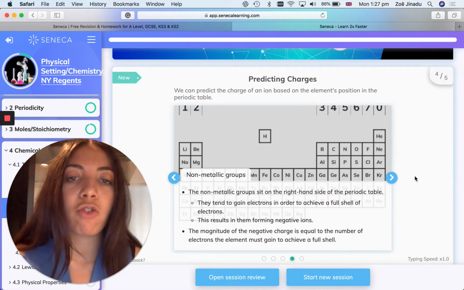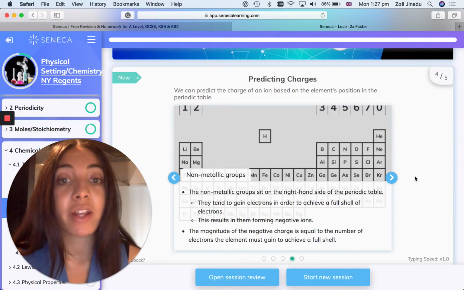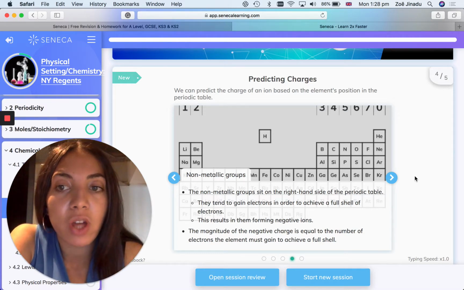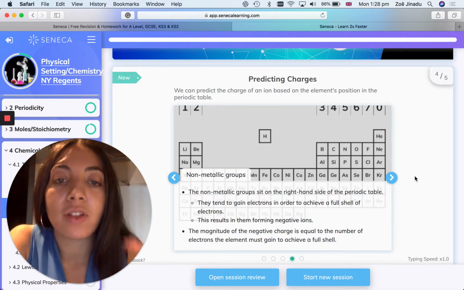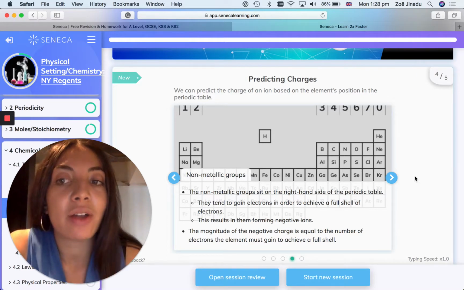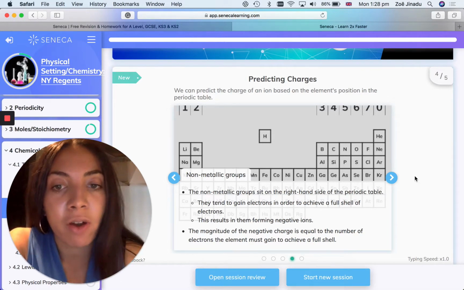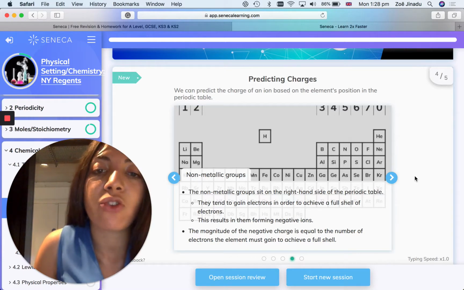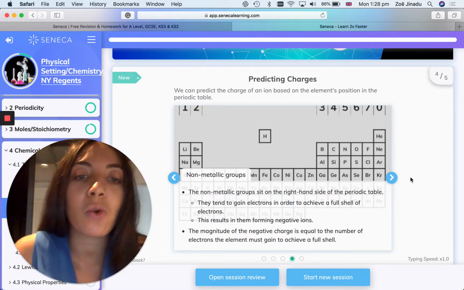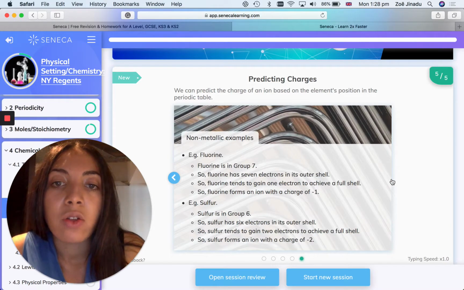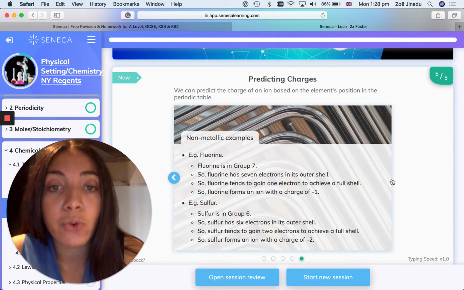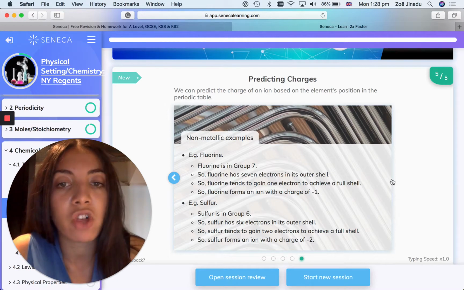The non-metallic groups sit on the right-hand side of the periodic table. They tend to gain electrons in order to achieve a full shell of electrons. This results in them forming negative ions because they've gained negative charge. The magnitude of the negative charge is equal to the number of electrons the element must gain to achieve a full shell. So for example, fluorine is in group 7, so fluorine has 7 electrons in its outer shell.